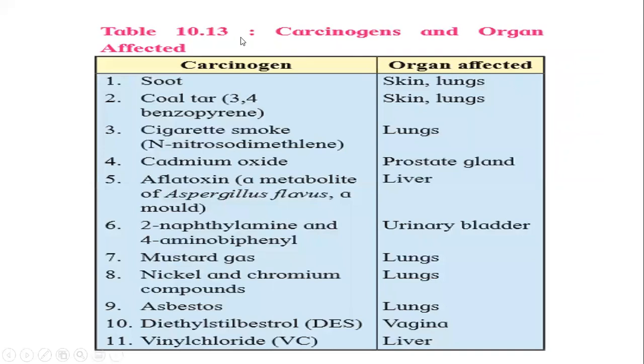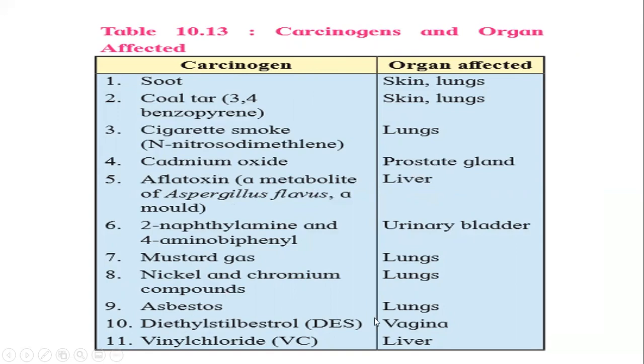Now this is a chart which you all have to learn by heart, because this question can come as: name the following, which carcinogen can affect which organ of the body? Like soot, skin and lungs; coal tar, skin and lungs; then cigarette smoking, lungs; cadmium oxide, prostate gland; aflatoxin, a metabolite given out from a fungus called Aspergillus. Okay, it affects the liver. Then 2-naphthylamine, aminobiphenyl, they attack the urinary bladder; mustard gas, lungs; nickel, chromium, lungs; asbestos, lungs.